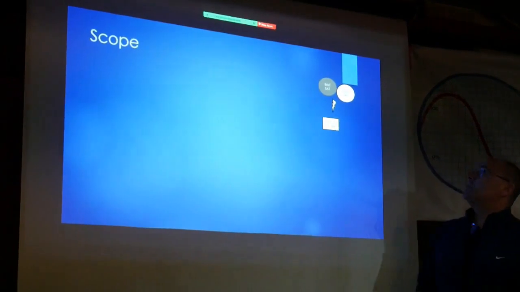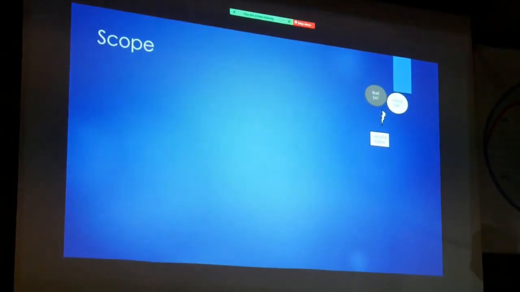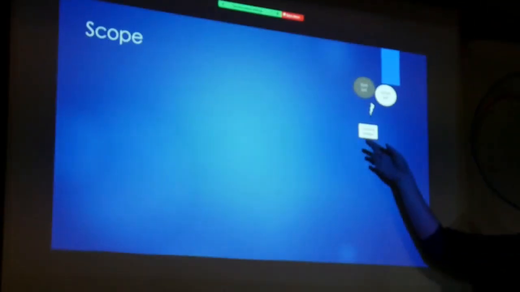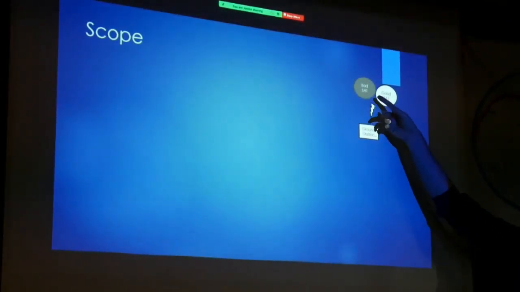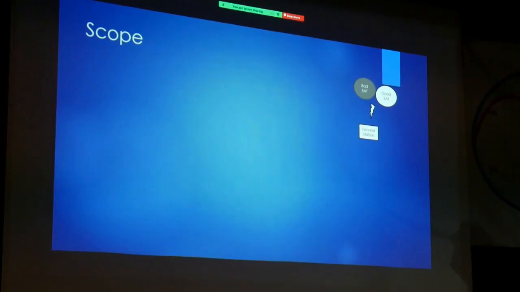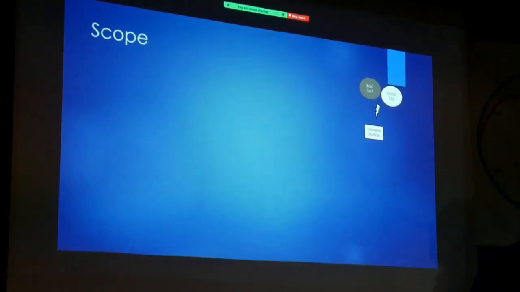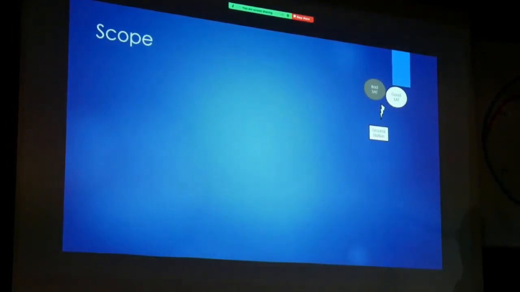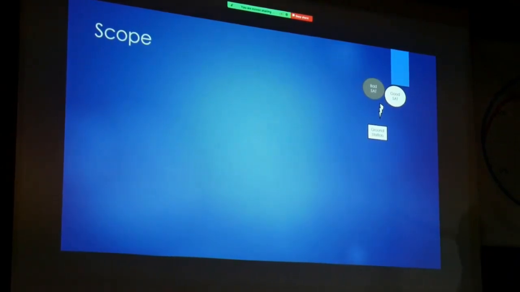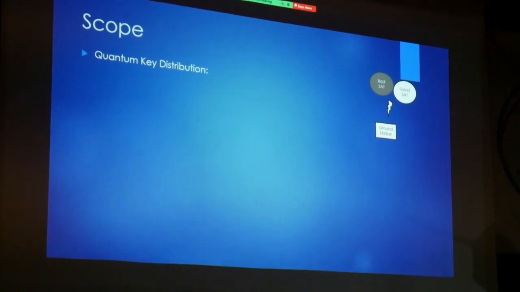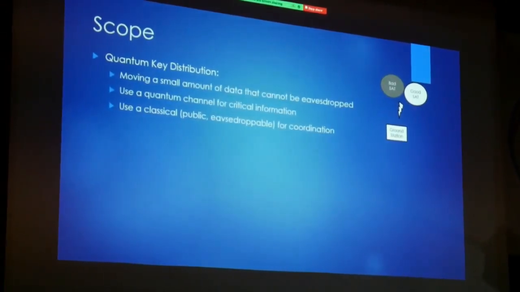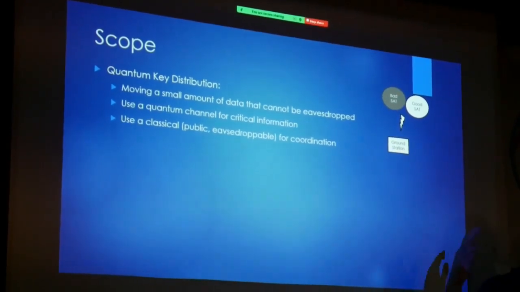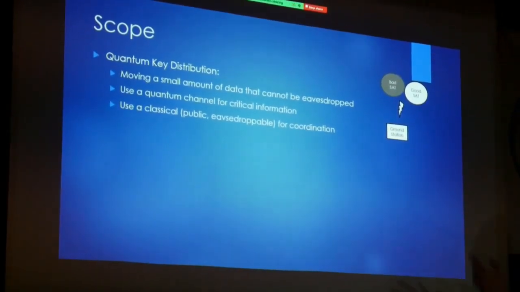So the scope of this is quantum key distribution for satellite. And what we really mean is that there is a ground station somewhere and a good satellite up here in orbit shadowed by a bad satellite. The bad satellite can be an eavesdropper, and we do not want information to be stolen from us. Now, obviously, that's a pretty good chance for encryption. Okay? Quantum key distribution, the main topic of this, is basically moving a small amount of data in a way that cannot be eavesdropped at all.